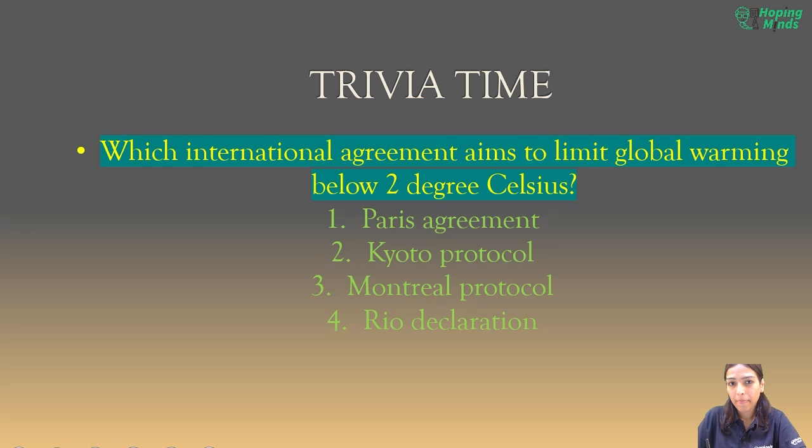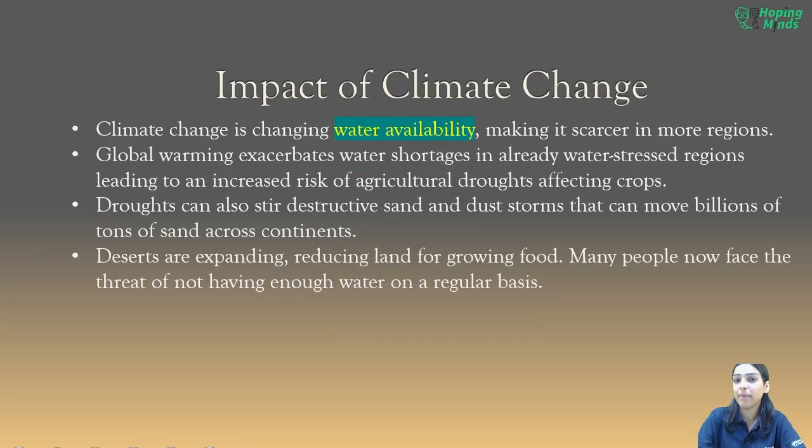Question for you. Which international agreement aims to limit global warming below 2 degrees Celsius? Although, like we started, everything in the last decade has gotten hotter, but which international agreement aims to limit global warming below 2 degrees Celsius? We'll come back to the answer at the end of this topic, but right now, let's discuss adaptation strategies and a few more impacts of climate change.